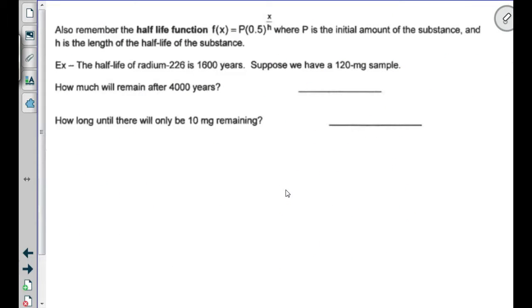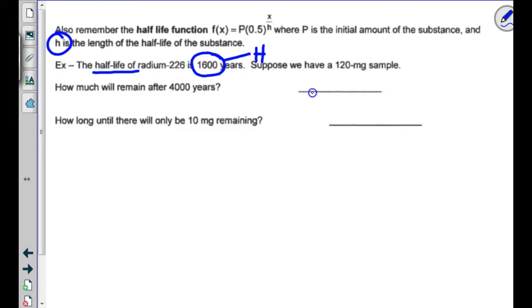All right, now we have a half-life question. This is still at the bottom of 9, right? The half-life function is the original amount, the rate is 1/2 or 0.5, x is time over h, where h is the length of the half-life. So the half-life of radium-226, and that's all part of its name, we don't use that number, is 1600 years. So what is that? Is that h or t or x? That's the length of the half-life, which is h.